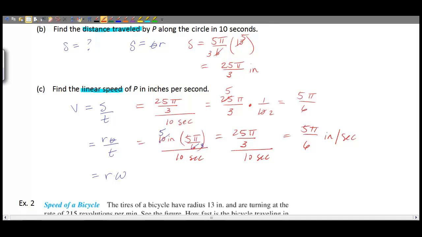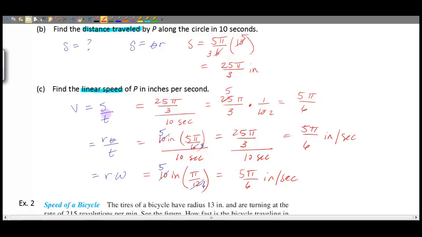Now let's look at this one down here, just to make sure. The radius we knew was 10 inches. The angular speed was given to us as pi over 12. When I multiply these two together, I'm going to reduce before I do it, because I know there's a 2 that goes into both of those. That's a 5, that's a 6. And sure enough, I get the exact same answer. So I just wanted to point out to you, it didn't matter in this case.